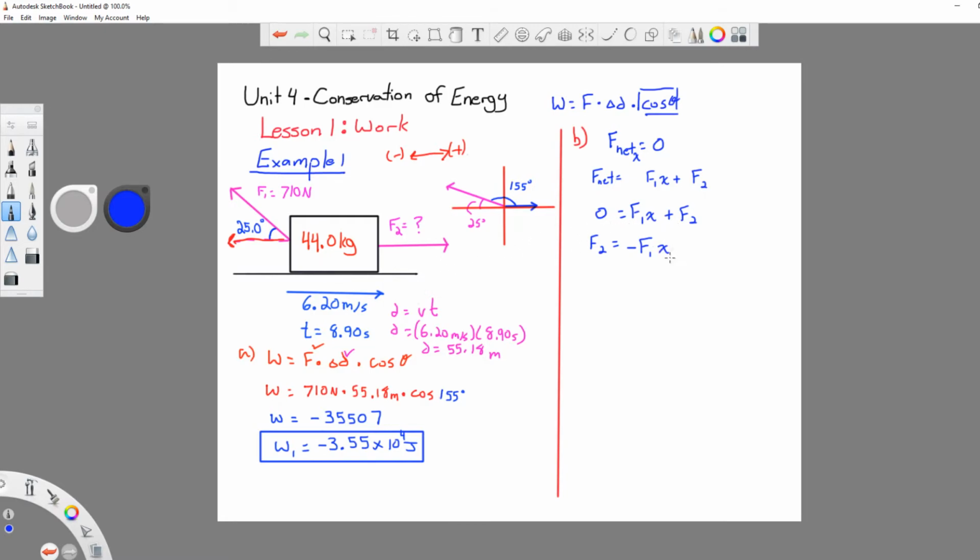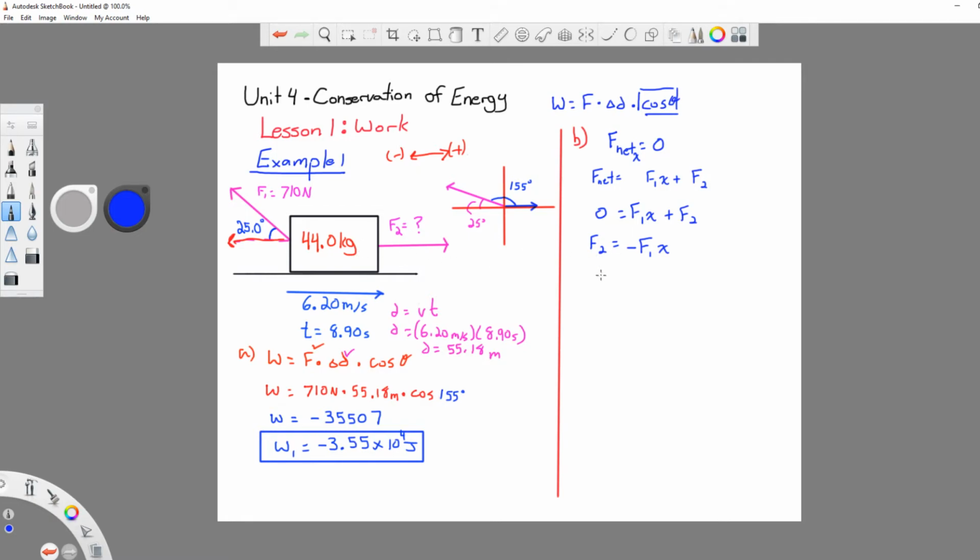What this statement says is that force 2 is going to be equal in magnitude to F1x, but opposite in direction, which I think we can see from the diagram. If this is pulling to the left, and this is pulling to the right, but it's maintaining a constant speed, it's equal magnitude, opposite direction.